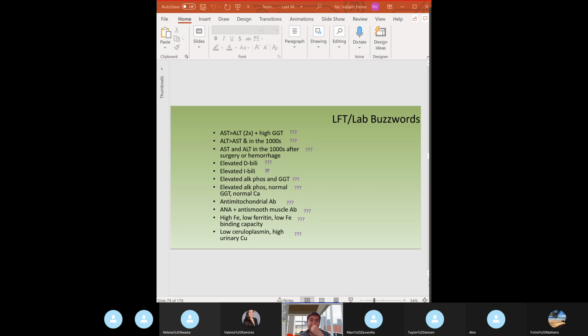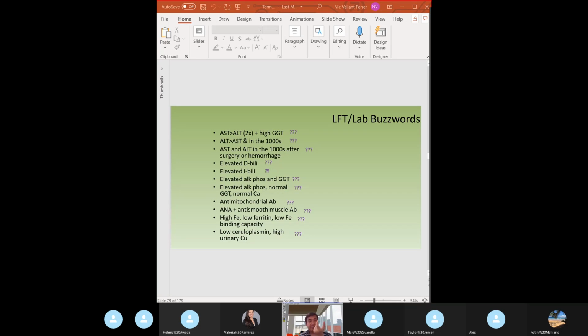Next, elevated indirect bilirubin. Your unconjugated bilirubin is elevated. What are we thinking? So like a pre-hepatic blockage or hemolysis. Good job. So hemolysis, that's good. Gilbert's, right? Crigler-Najjar.